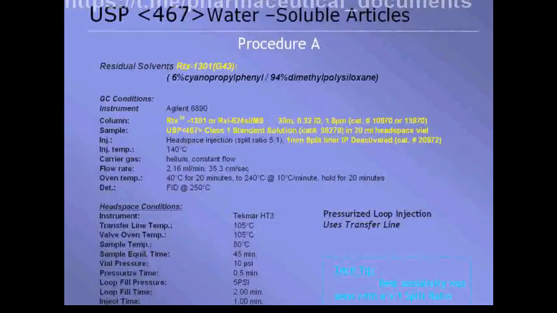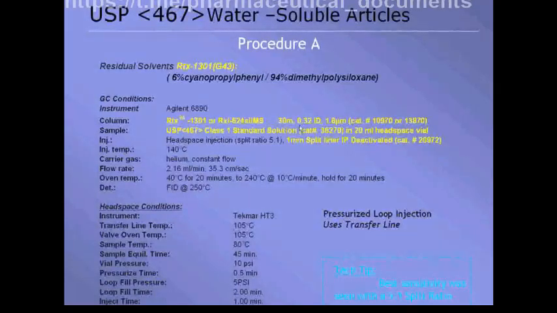When we look at Procedure A, let's look at an example of actually using this method. The water-soluble article option is what we're going to look at. So when we go through that, we said our Procedure A is our way to identify. So what we do is we run, by definition, a G43 column, which is either an RTX 1301 or 624 style column of these particular dimensions.